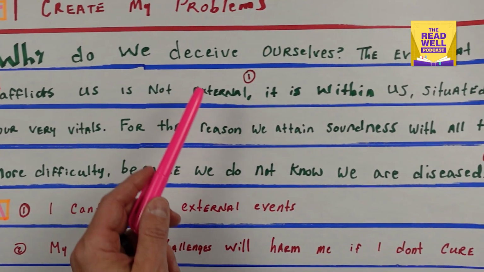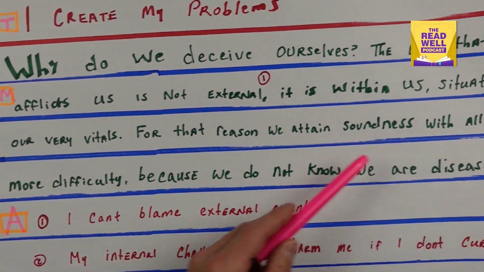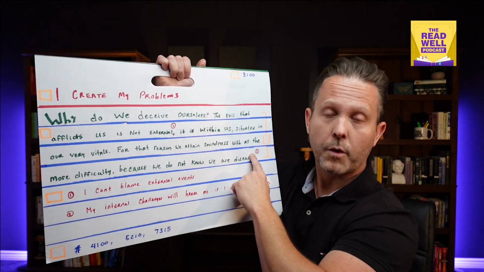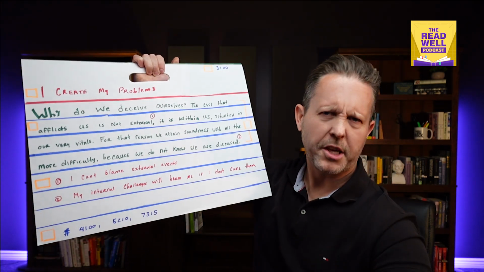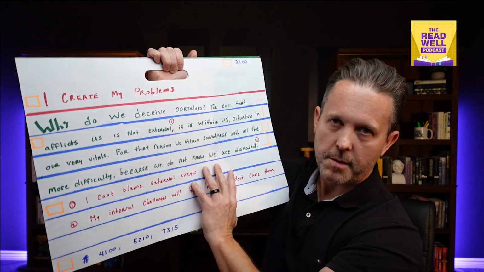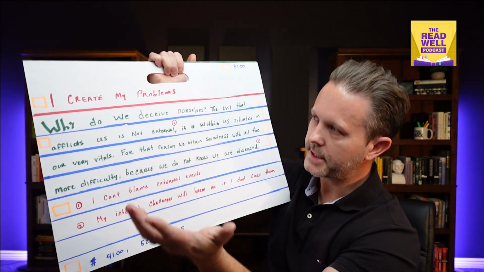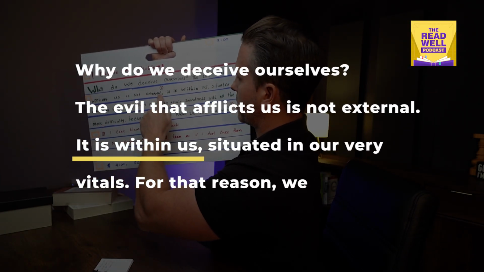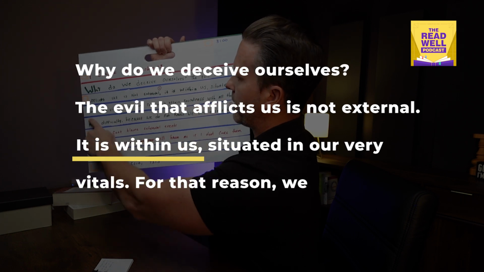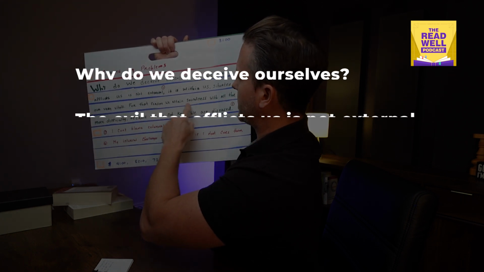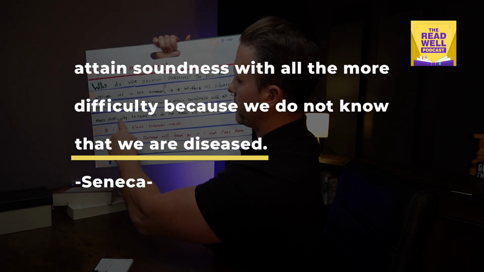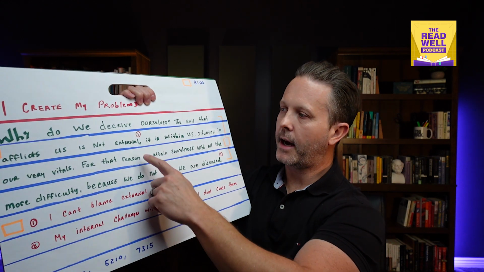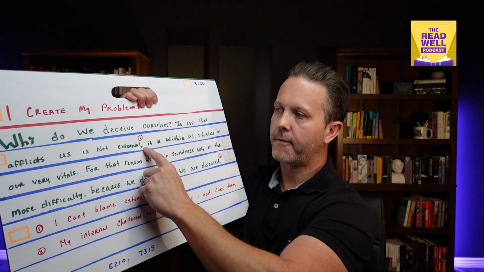So I've got the number 1 marked here and a number 2 marked here because I felt in this passage that this section here and this section here were things I wanted to explore deeper. And just out of curiosity, this is a passage from Letters from a Stoic by Seneca, and it says, "Why do we deceive ourselves? The evil that afflicts us is not external, it is within us, situated in our very vitals. For that reason we attain soundness with all the more difficulty, because we do not know that we are diseased." So in terms of annotating this thing, I chose to write a number 1 above the word external.